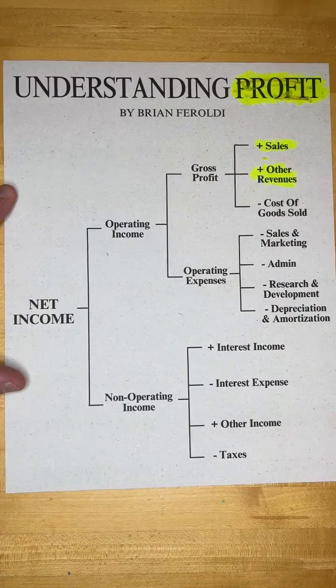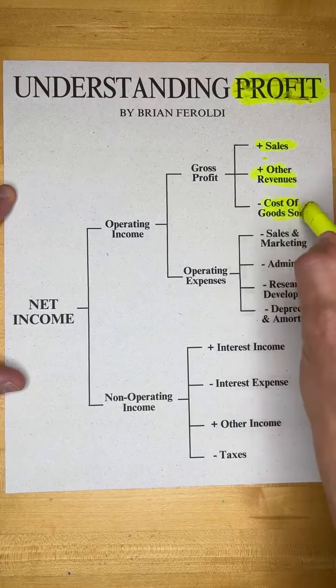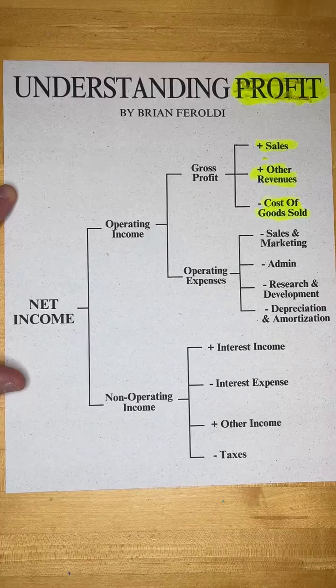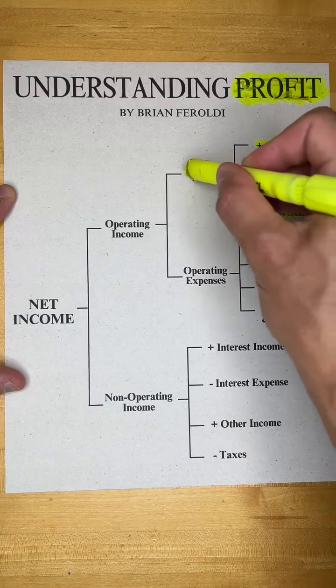Once we know that, we then subtract the cost of that revenue, which is called the cost of goods sold. Now that could be the cost of making the product or the cost of delivering the service. Once we do that math, we get a company's gross profit.